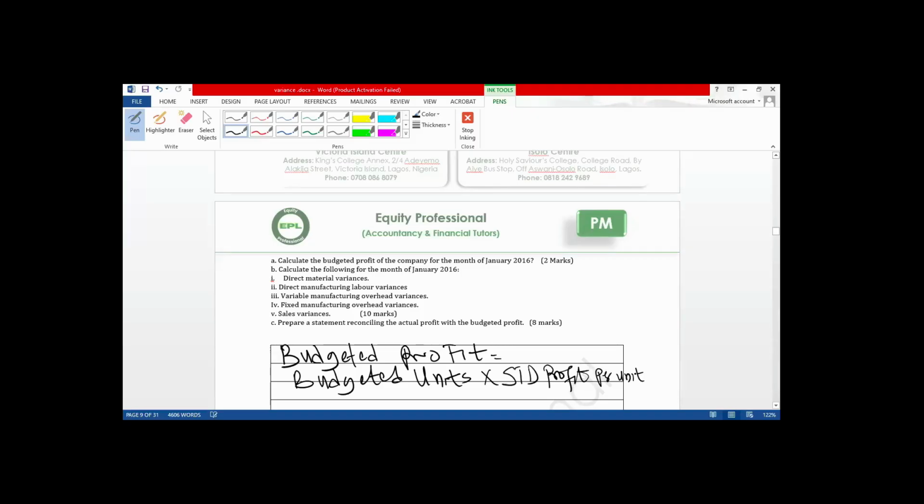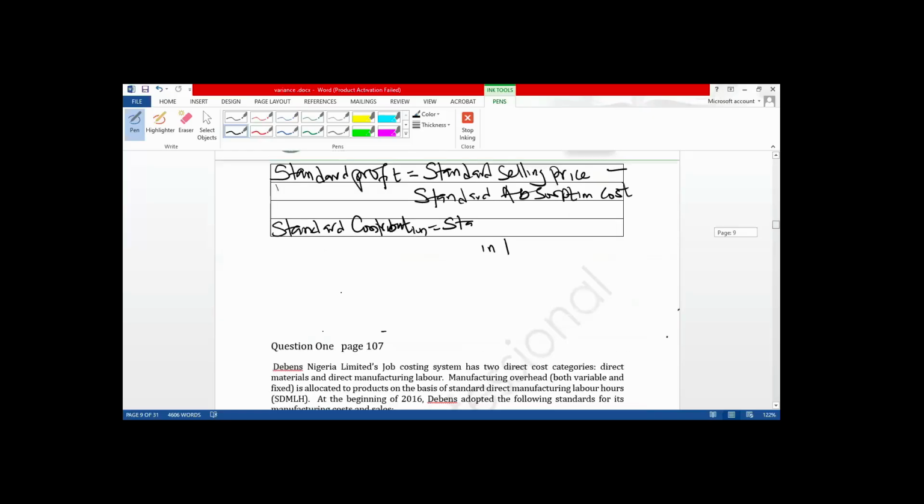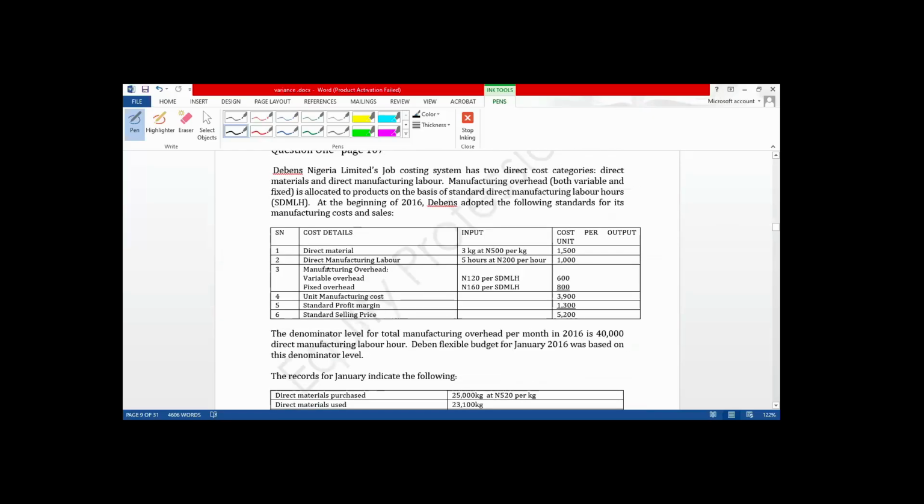Why I pick this question is because the examiner played a trick on students. If you look at the question throughout, you are given two sets of tables. The first set is the standard, where you have budgeted information. The second table is the actual.